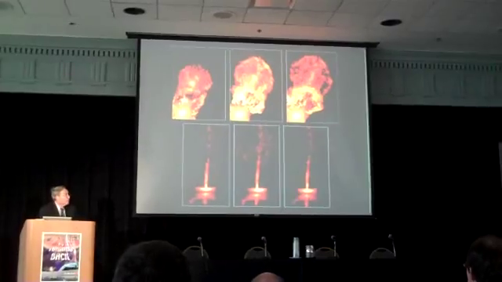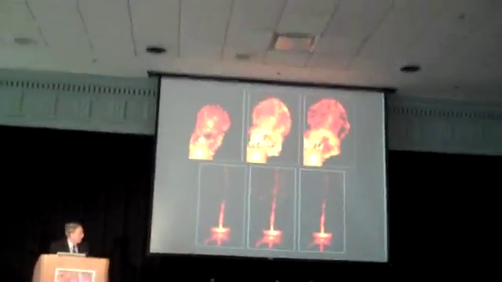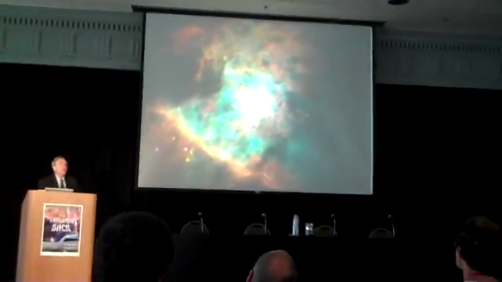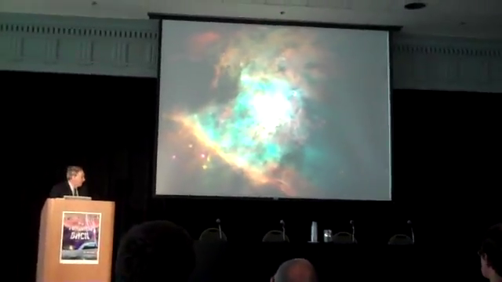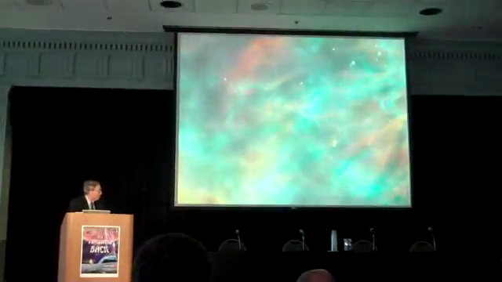In other cases, we've measured outflows. This is just a couple of years apart, and you can see the outflow as it is advancing. This is the Orion Nebula, one of the nearest star-forming regions to us. I'll show you a close-up of some of these places.